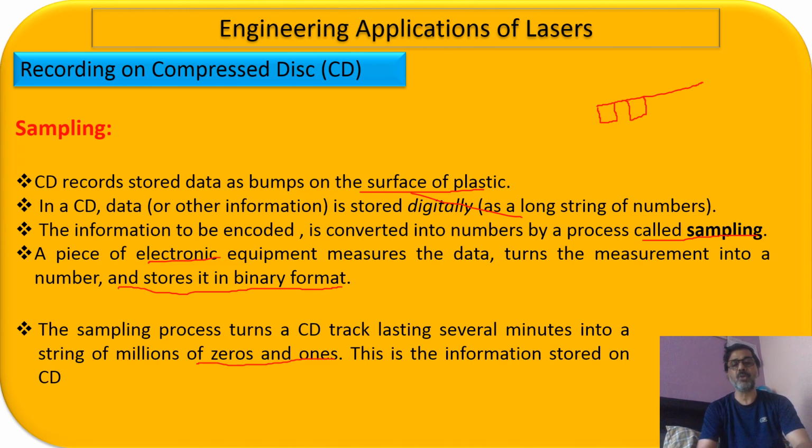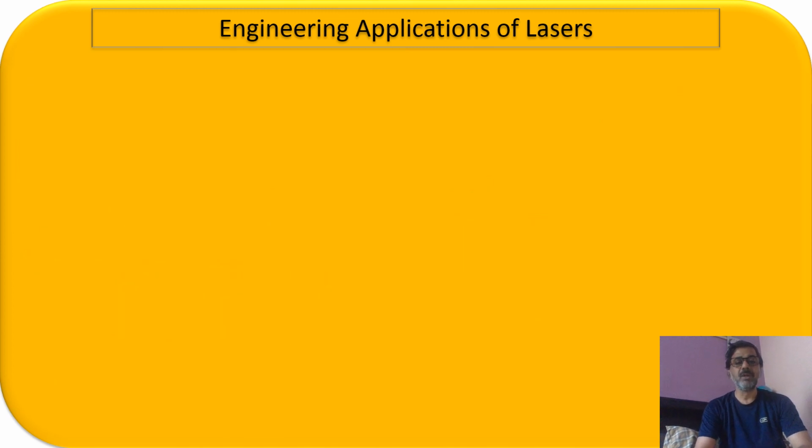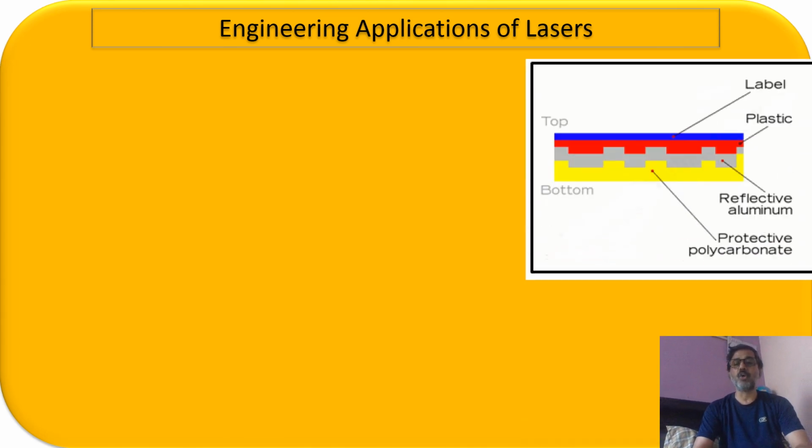So the moment you convert this into binary numbers, you are getting 0s and 1s, and of course it will be in the order of millions. This information is stored on the CD. So what is called sampling, right? That is the conversion of your information or data into the binary format is called sampling. So first we have to finish the sampling. Now we are coming to how to record it.